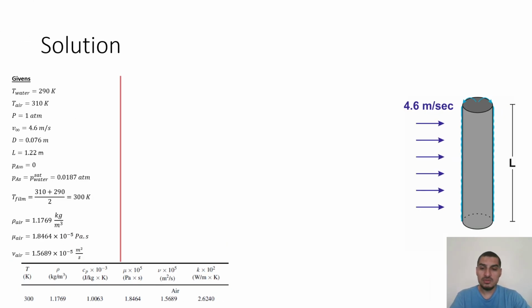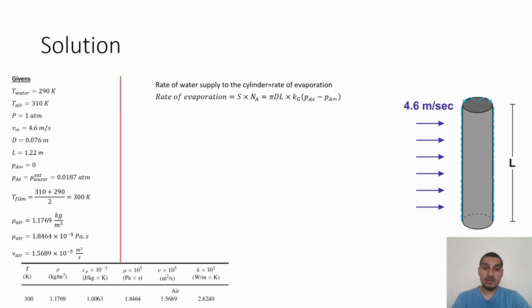So what we need to do is to write the balance equation. The balance equation states that the water supplied to the cylinder equals the water evaporating from the cylinder. This is what the problem is all about. The evaporation of water is the flux multiplied by the area. The flux is the mass transfer coefficient multiplied by the driving force, and this is the area. Looking at this equation and all the information that we have, we have everything except for kg. So this is the only missing parameter here.